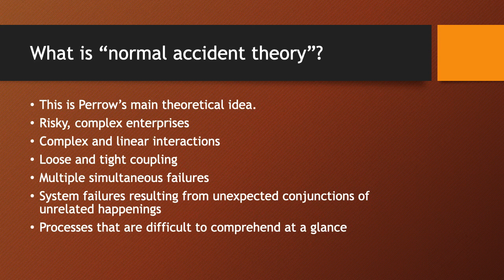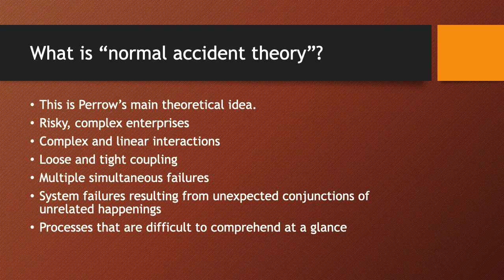This is his main theoretical idea: that modern society consists of risky, complex enterprises which involve complex processes. If you think about a chemical plant, for example, you have flows of materials at high pressure, high temperature, being controlled by pumps and valves and complicated plumbing. And a chemical plant, you might say, is just a paradigm of a system which can fail in unpredictable ways.